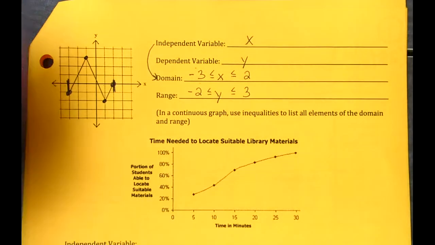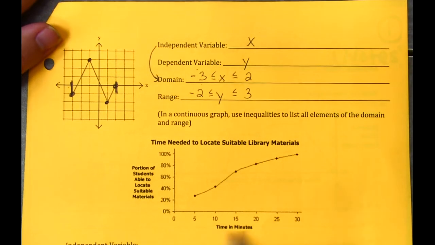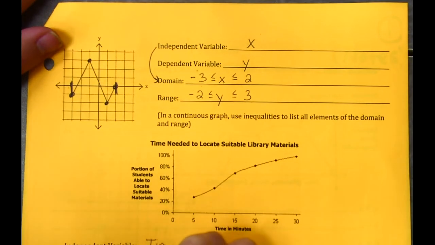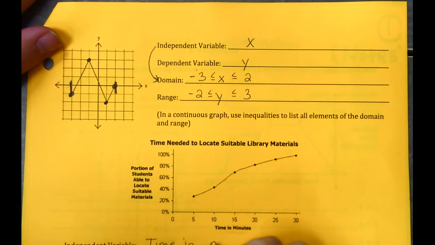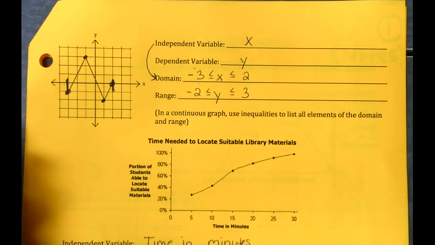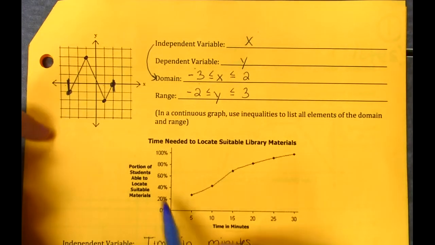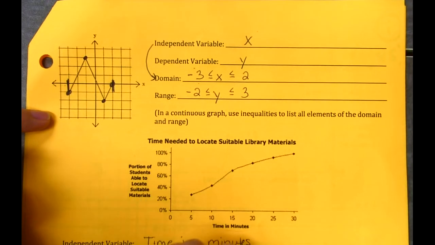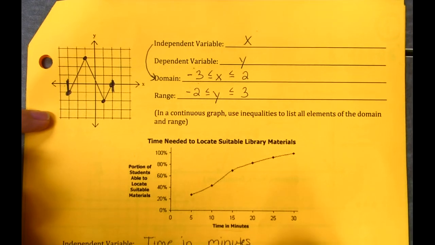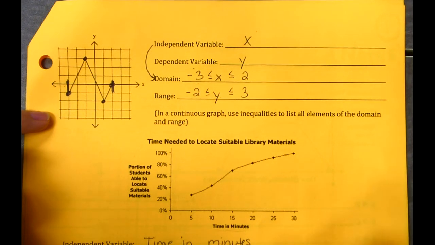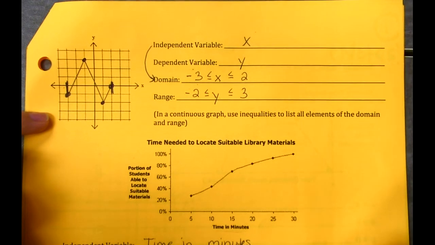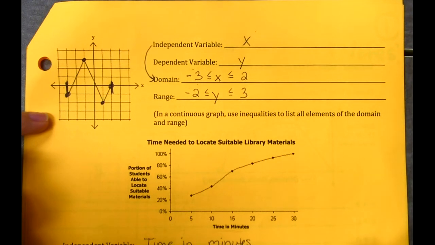Now let's look at this one. The independent variable is always on the x-axis. That's the time in minutes. The dependent variable is always on the y-axis. Portion of students able to locate suitable materials.